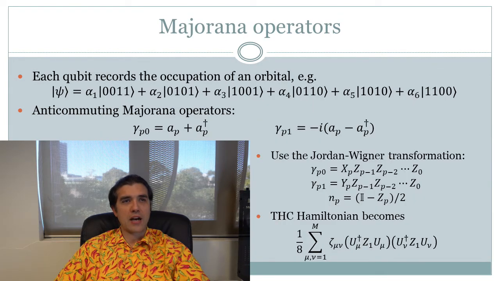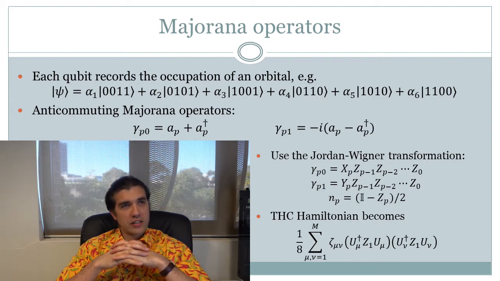Next, I'll talk about how to actually implement the block encoding of the Hamiltonian. To do this, we need to write the Hamiltonian in terms of unitaries instead of number operators. To do that, we can use the Majorana representation. First, the representation in terms of qubits is to use one qubit for each orbital and take it to be 0 if there's no electron in that orbital and 1 if there is. Then the fermionic annihilation and creation operators can be recombined into the Majorana operators, which are unitary.